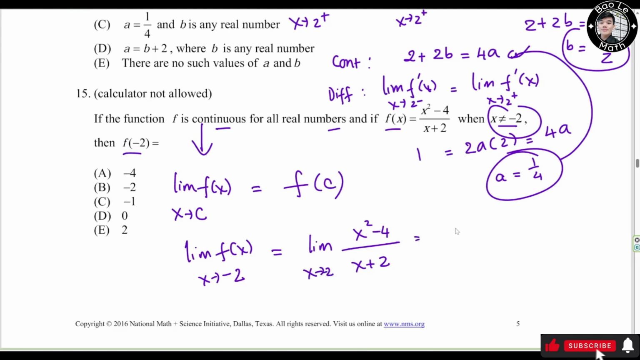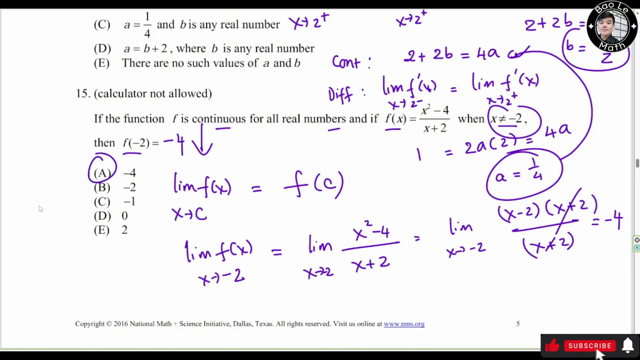So we factor the numerator. It's going to be the limit when s approaches negative 2 of s minus 2 times s plus 2 over s plus 2, right? We cancel out. Substitute negative 2 for s, it could be negative 4, and then it's going to be f of negative 2. So the answer right here must be negative 4, right? The answer must be A.